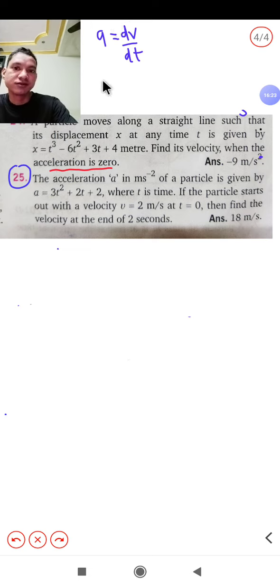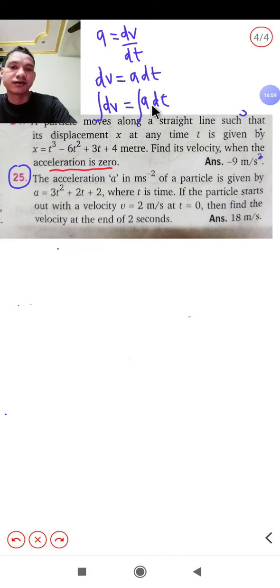So bring dt on this side. If I arrange this equation, a dt, this will be the expression for dv. Oh, I just made a mistake here, sorry. Bring dt on this side, so it will be a dt. Acceleration is a function of time. Integrate both the sides.